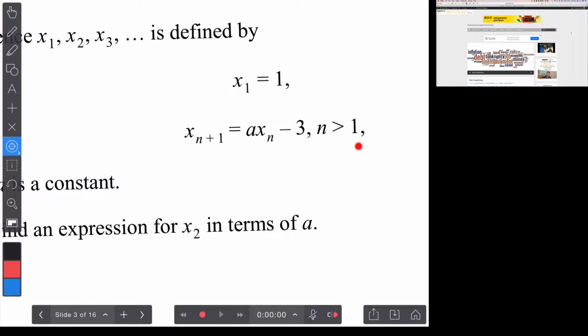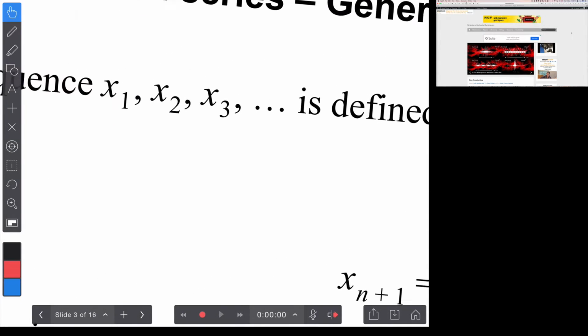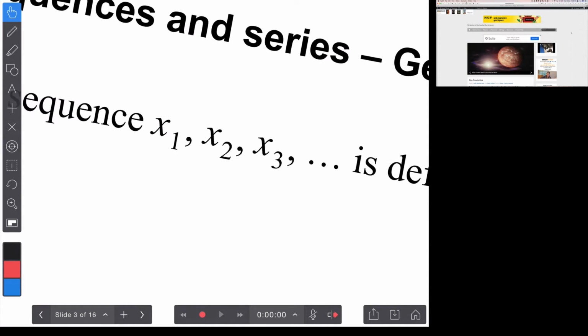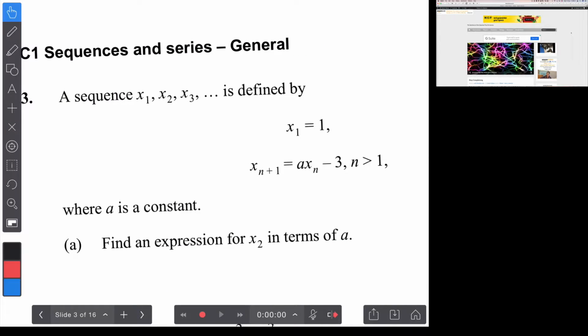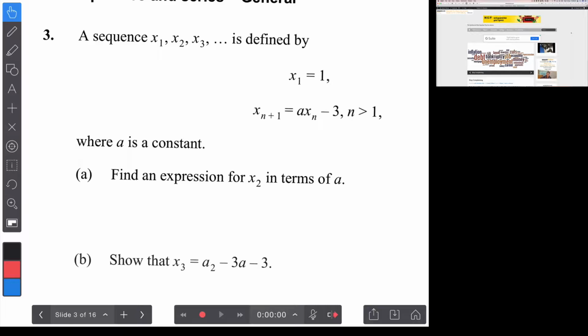So why do we say it's greater than 1? Well, to make this a 1, then that would need to be a 0, but n is greater than 1, so x sub 0 does not form part of the sequence. So since x sub 0 does not form part of the sequence, we're given what the value of x1 is, so we don't have to calculate the value of x1. So the first question, well, a is a constant.